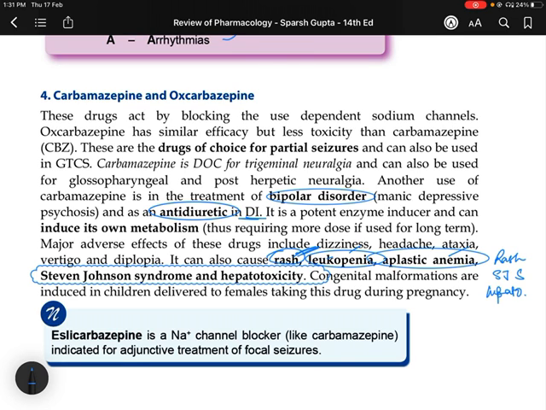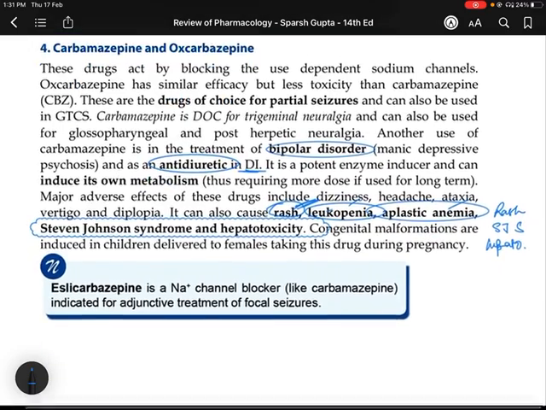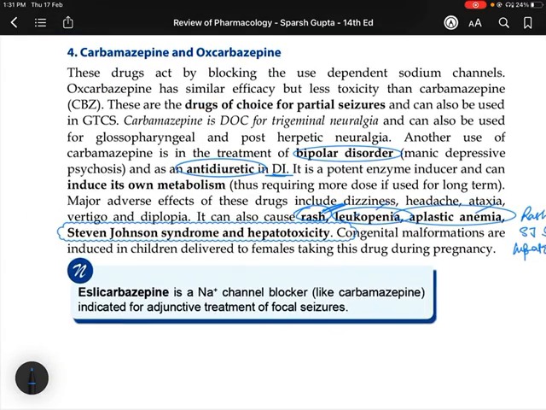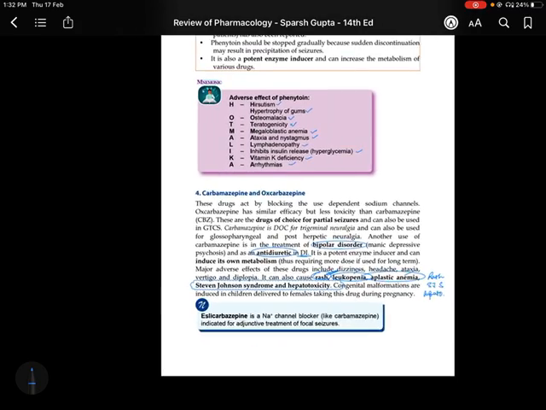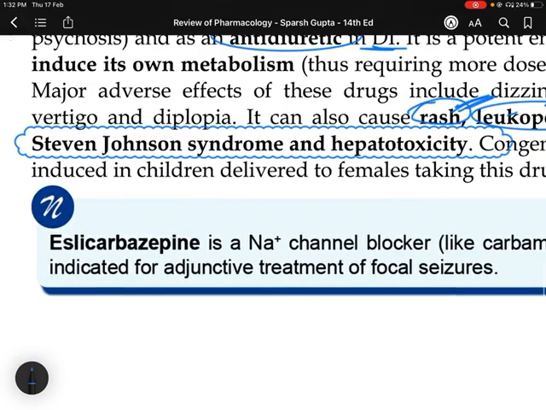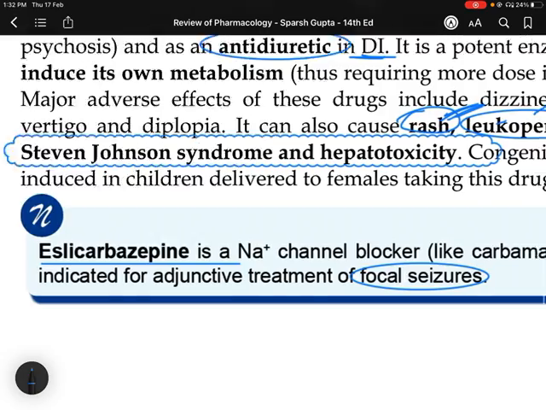Congenital malformations are induced in females taking this drug. So if females are pregnant and taking carbamazepine, congenital malformation will occur in children. Carbamazepine is a sodium channel blocker indicated for adjunctive treatment of focal seizures. So if we have focal seizures, we can also give carbamazepine along with it.